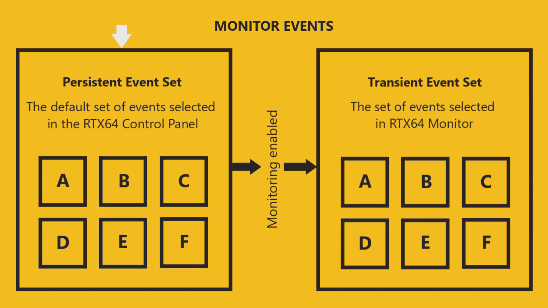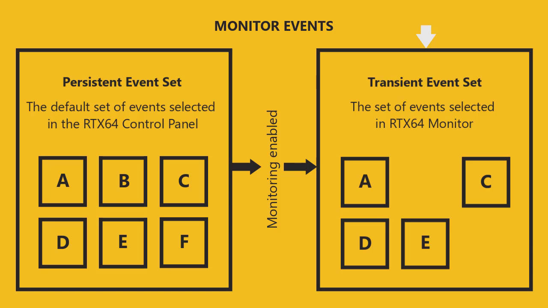When monitoring is enabled, a transient event set is initialized from the persistent event set. You can modify the transient event set using the RTX64 Monitor utility. Changes to the transient event set do not affect the persistent event set. When monitoring is disabled, the transient event set is destroyed.